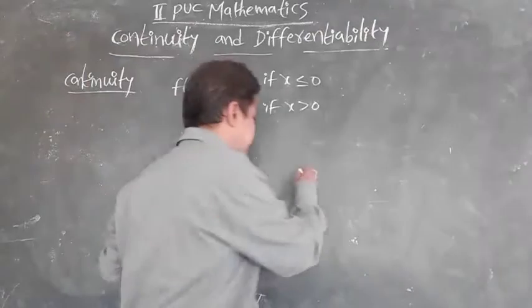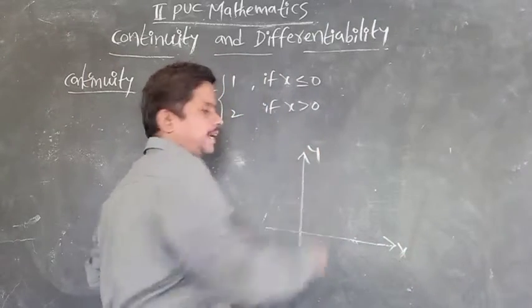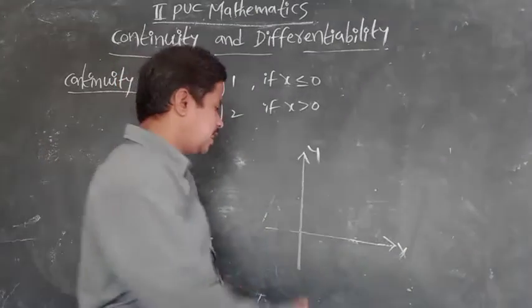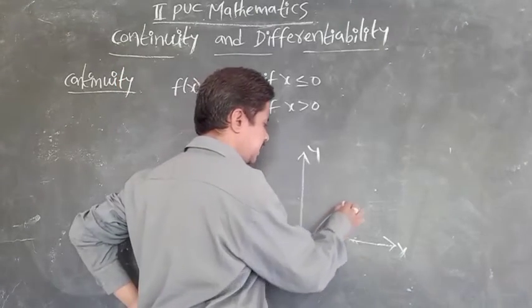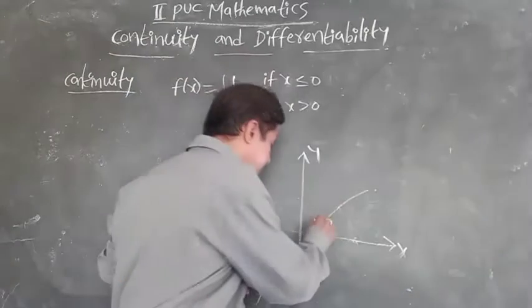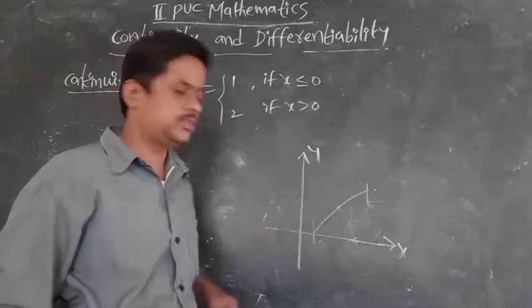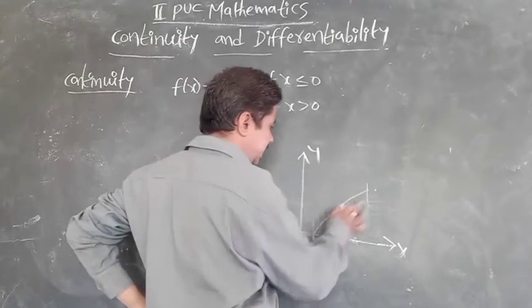Let us take one graph like this. This is the x axis and this is the y axis. The graph is moving like this. Where is the graph? This is continuous. From here it goes continuously, there is no break anywhere. For suppose the function is moving like this.